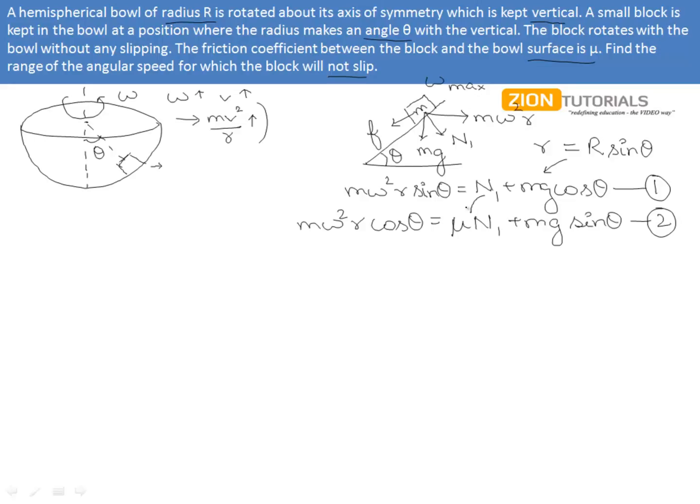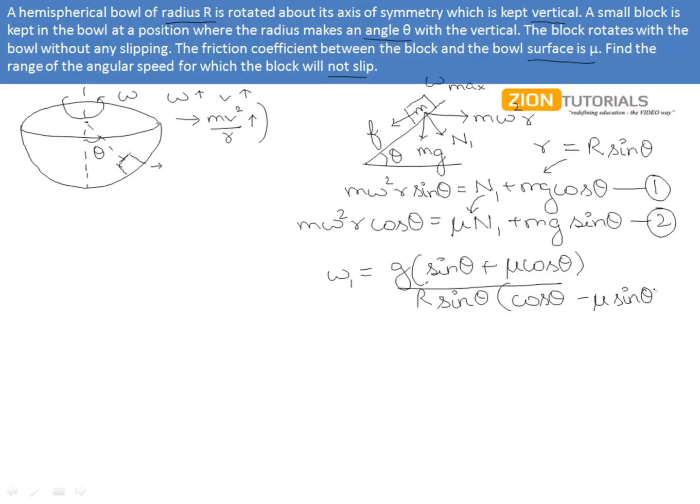And putting the value of N1 from equation number 1 into equation number 2, we can easily solve for omega 1, which is the square root of g into sine theta plus mu cos theta, over r sine theta into cos theta minus mu sine theta, whole under root. This is the omega maximum.